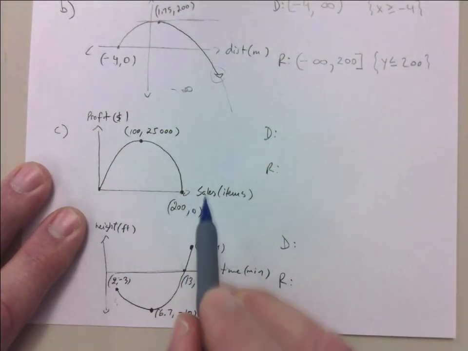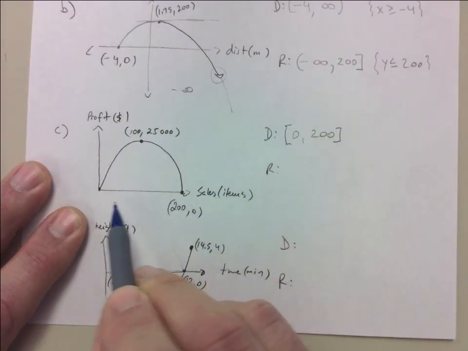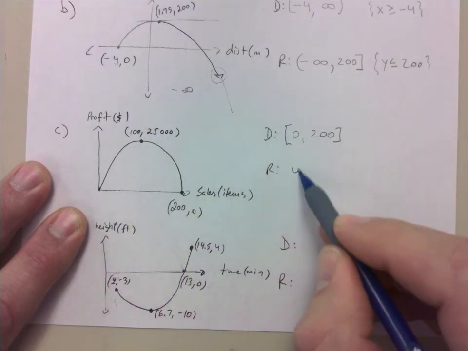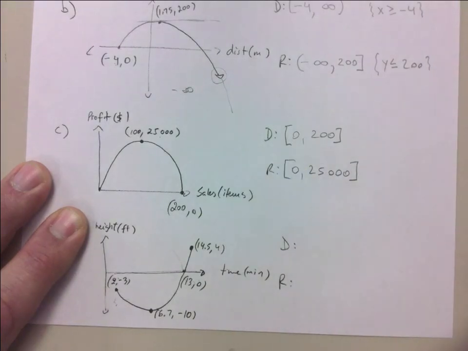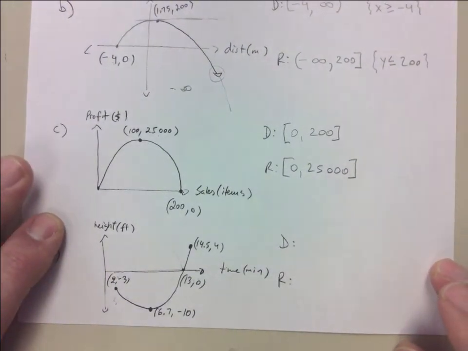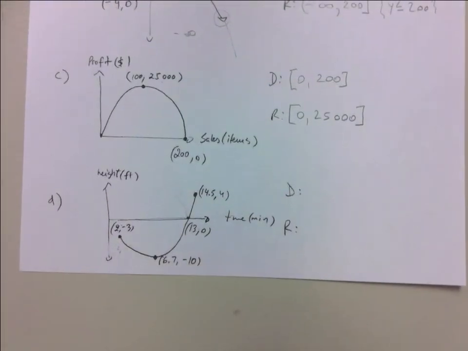Next, for the domain, it's 0 to 200. And it's 0 to 25,000 is my range. And I will not do this set notation for this one, because at this point you already know. Okay, so 1 mark for each.